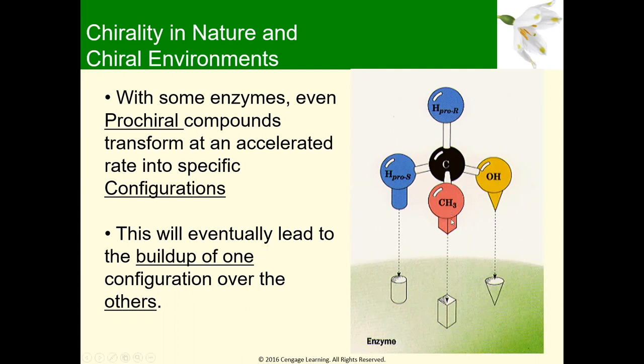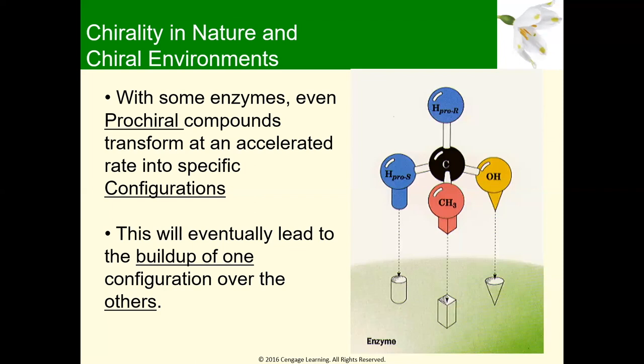So in this case, that red square-shaped peg has got to be there, and the yellow cone-shaped peg has got to be there. That means that only the pro-S hydrogen is going to go into the enzyme, and the pro-R hydrogen is going to be sticking out. That leads to a very specific activity, and the profile of your product is going to be chiral, heavily in one stereoisomer. So that's what I'm saying here: with some enzymes, even prochiral compounds transform at an accelerated rate into specific configurations, and this will eventually lead to the buildup of one configuration over the others.